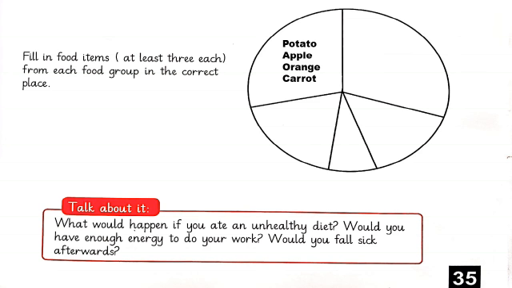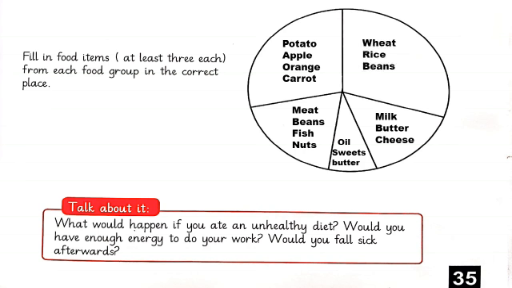Next is meat and beans group. Write meat, beans, fish, nuts. Third group is fats group. Write oil, sweets, butter. Next is dairy group. Write milk, butter, cheese. Next is grains group. Write wheat, rice, beans in the correct place.